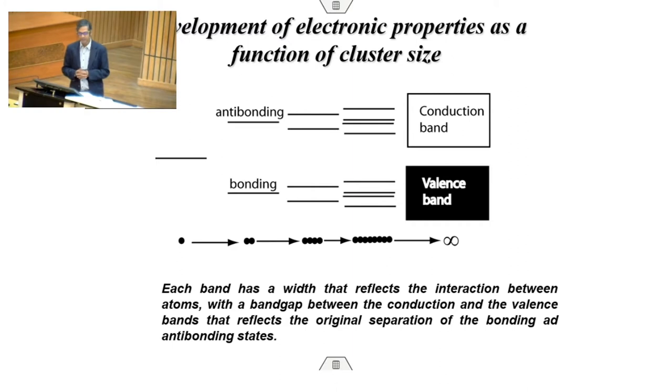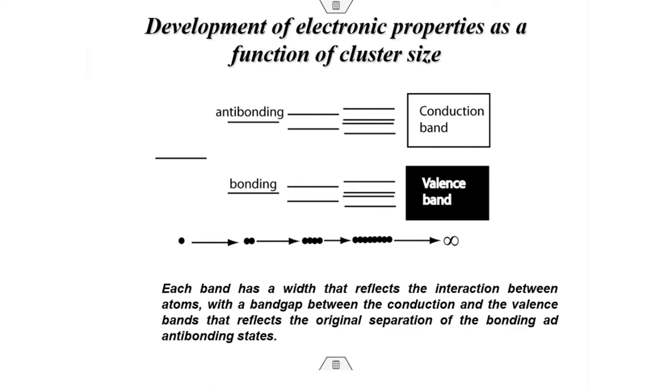Each band has a width that reflects the interaction between the atoms, with a particular band gap between the conduction and the valence bands. This reflects the original separation of the bonding and the antibonding states. In case of metals, there is no band gap. Both the valence and the conduction bands overlap, so electrons are free to move.